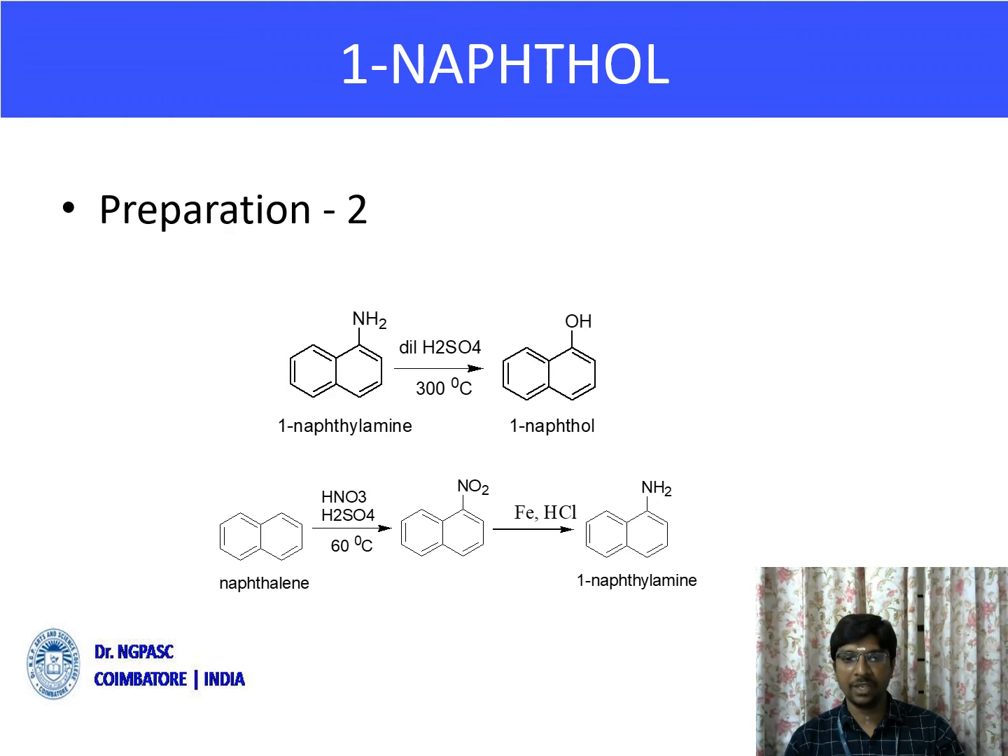So naphthalene is treated with nitric acid and sulfuric acid. The temperature is 60 degrees centigrade, and nitronaphthalene is formed. This nitronaphthalene is treated in presence of iron, and finally with hydrochloric acid. Now we are getting 1-naphthylamine. So this is the preparation of 1-naphthylamine. This 1-naphthylamine is converted into our expected compound, that is 1-naphthol. So two preparations are there. The first one we have already seen, and the second preparation is from 1-naphthylamine.